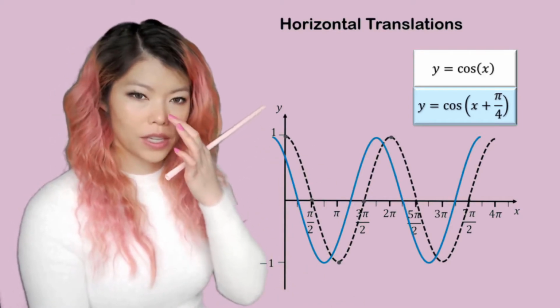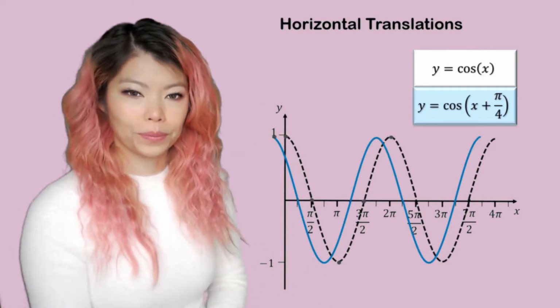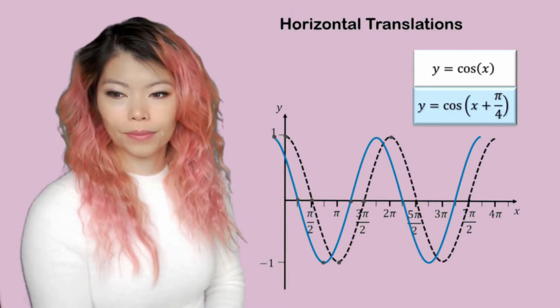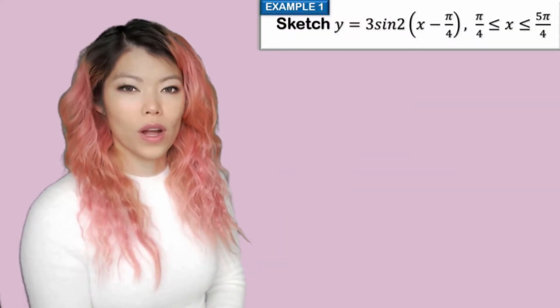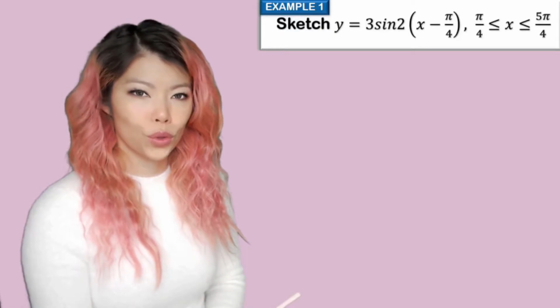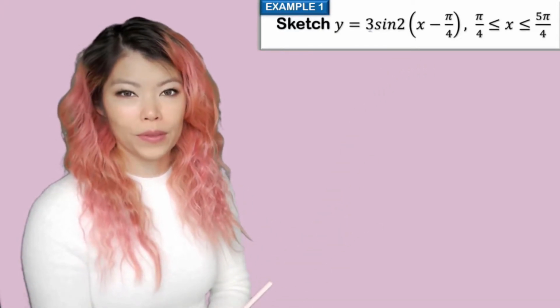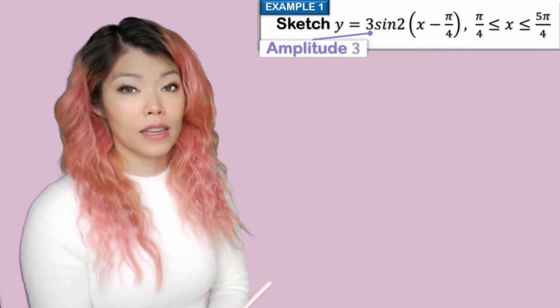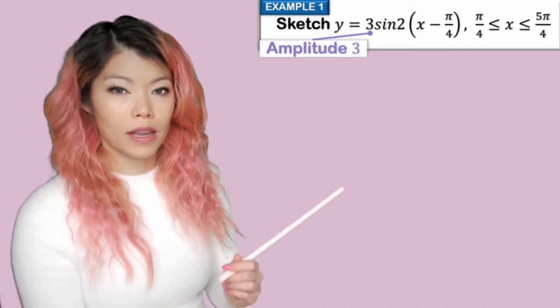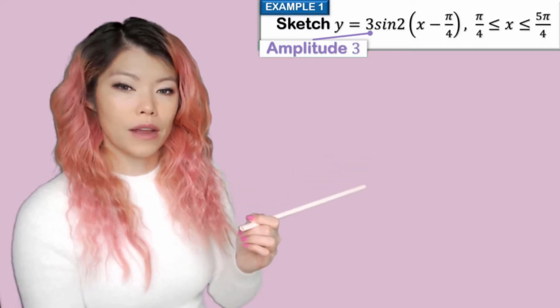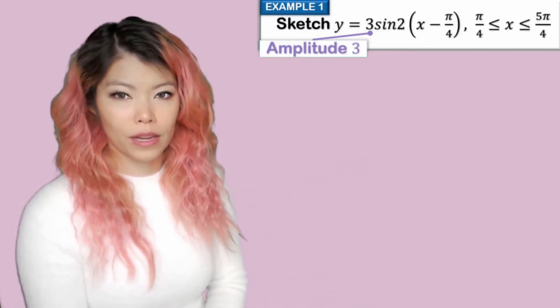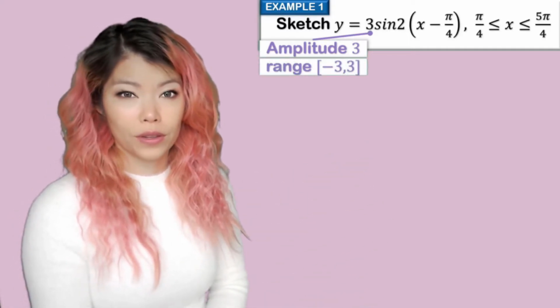So how do we sketch this? Let's do some examples. Example 1, sketch 3 sine (2x minus pi on 4) between pi on 4 and 5 pi on 4. So for the 3, we know that's the amplitude. That means from the middle it goes up to 3, and from the middle it goes down to negative 3. So the range is negative 3 to 3.